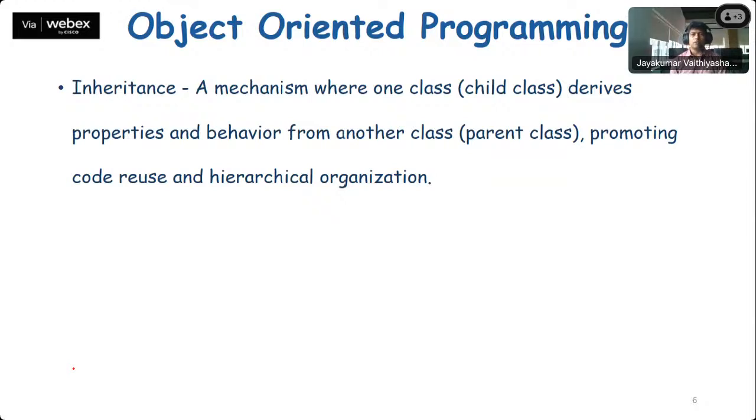Okay, the second concept is inheritance. Inheritance is a mechanism where one class derives properties and behavior from another class, promoting code reuse and hierarchical organization. So it is like inheritance between each and every object. It is like a family hierarchy. What properties and qualities from your father are you able to inherit from him? Whatever DNA characteristics and physical traits you are carrying, your child will also carry, right?